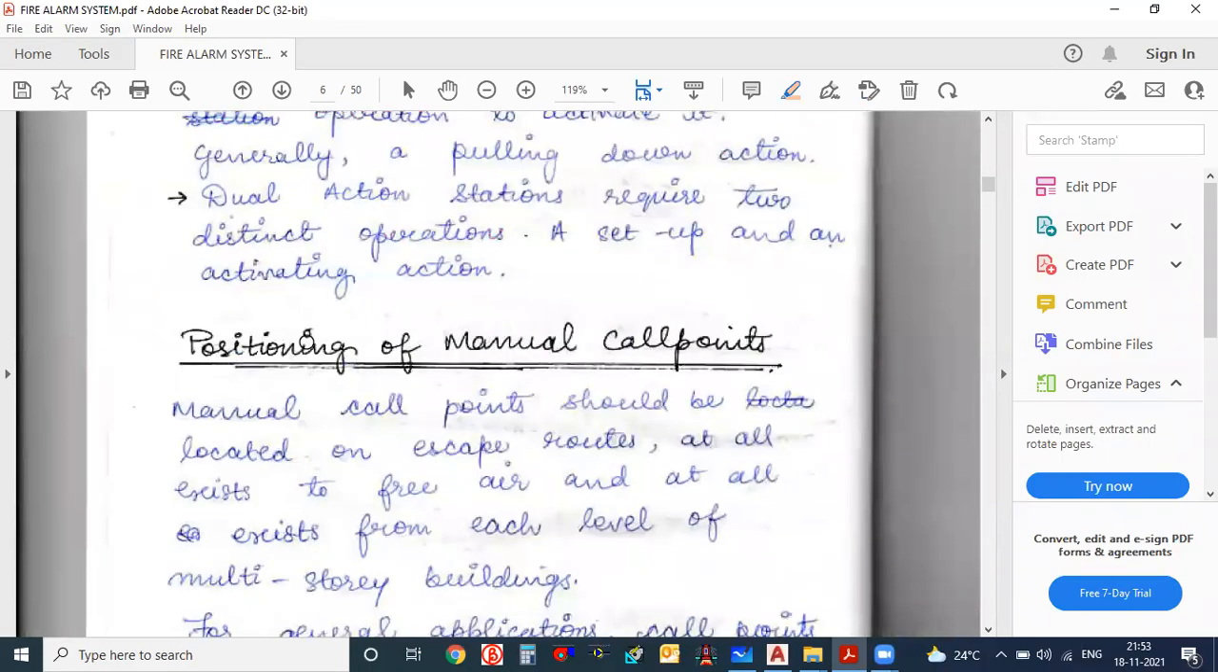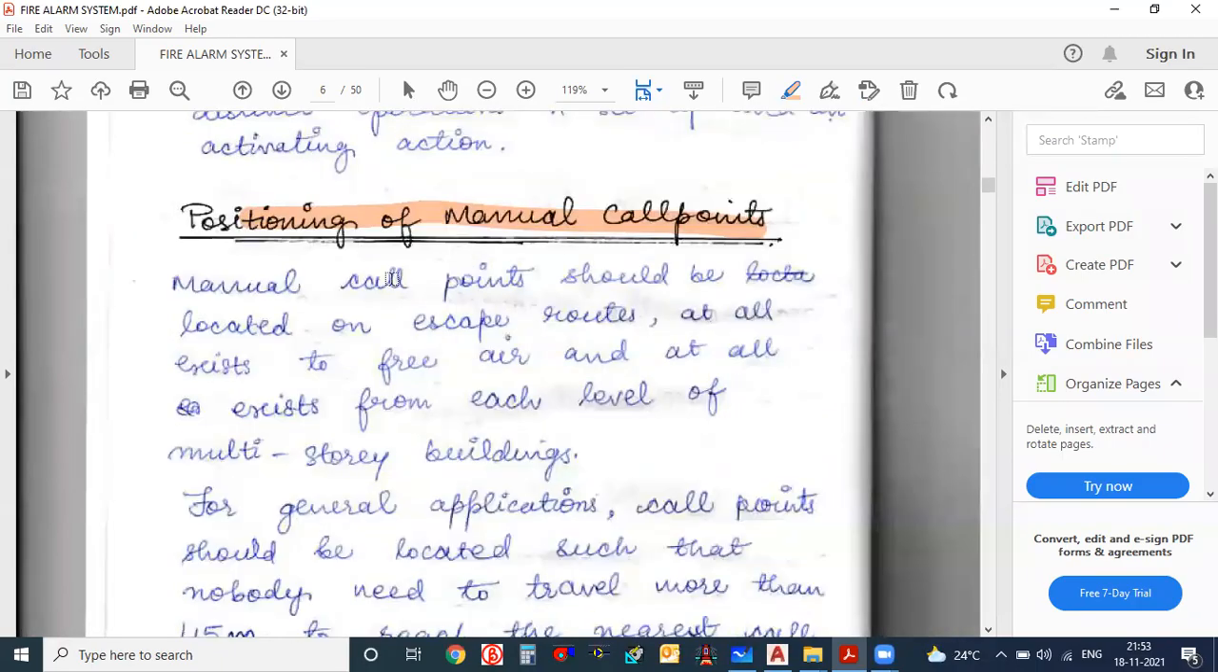Whatever we are seeing here, positioning of manual call point. This is also an important point. Manual call points should be located on escape routes, at all exits to free air, and at all exits from each level of a multi-story building. So it should be installed in the escape routes, like where we have a fire exit escape route. So we have to place MCPs there, and near all the exit doors we have to install them.